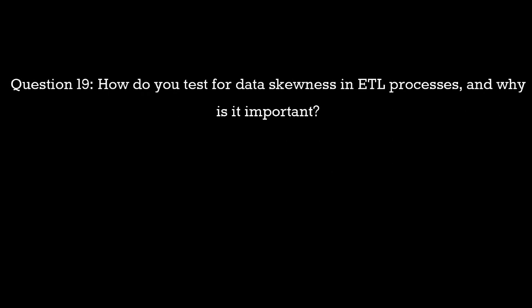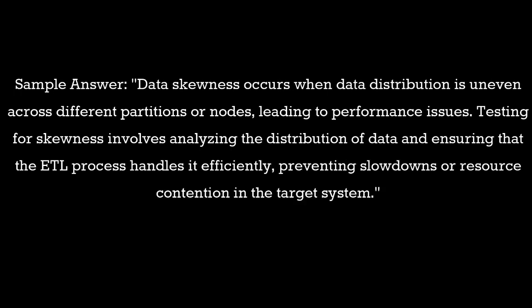Question 19. How do you test for data skewness in ETL processes, and why is it important? Sample answer. Data skewness occurs when data distribution is uneven across different partitions or nodes, leading to performance issues. Testing for skewness involves analyzing the distribution of data and ensuring that the ETL process handles it efficiently, preventing slowdowns or resource contention in the target system.